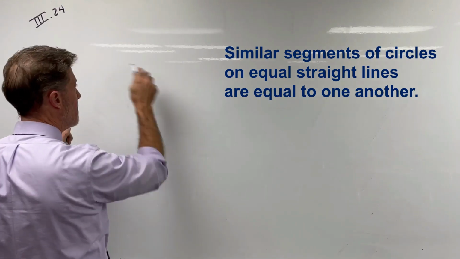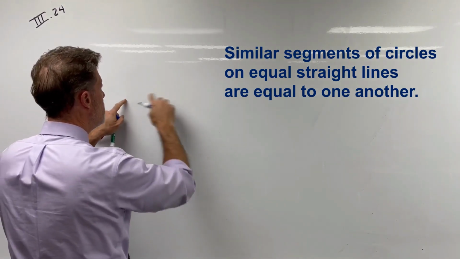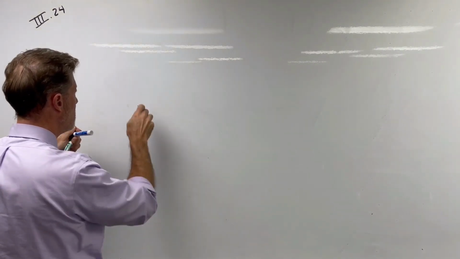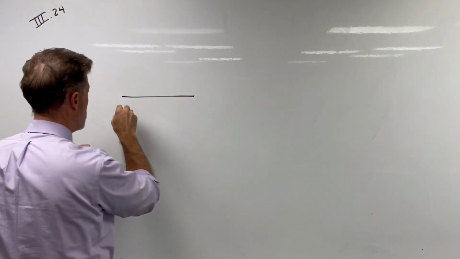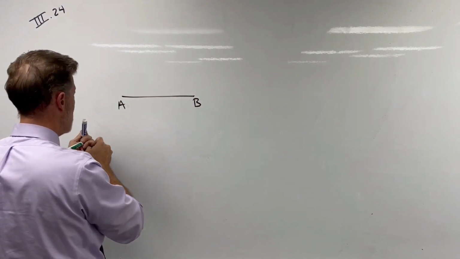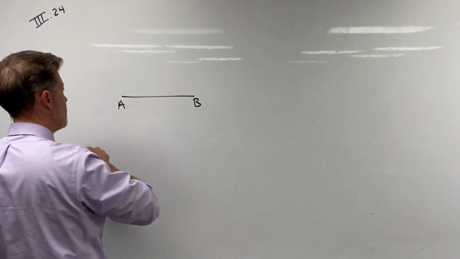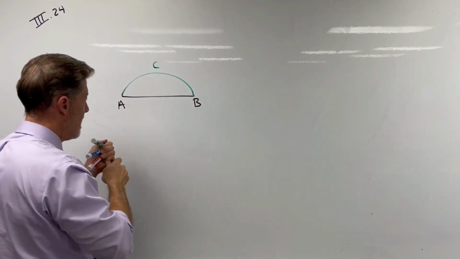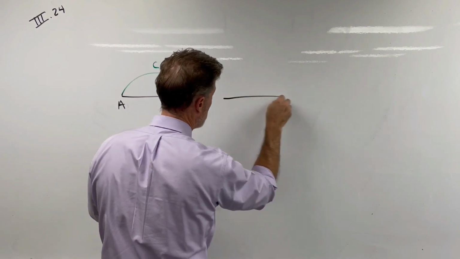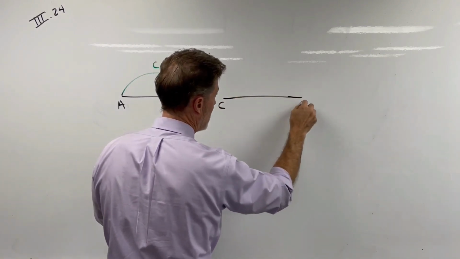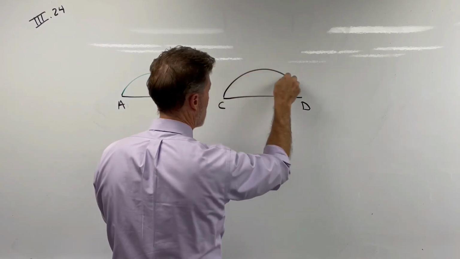So in Prop 23, we had two similar segments trying to be constructed on the same line. Now we're going to construct two similar segments on equal straight lines. So let's have segment ACB. And let's have another segment, a similar segment, constructed on an equal straight line. So we'll have CD and we'll have CED.